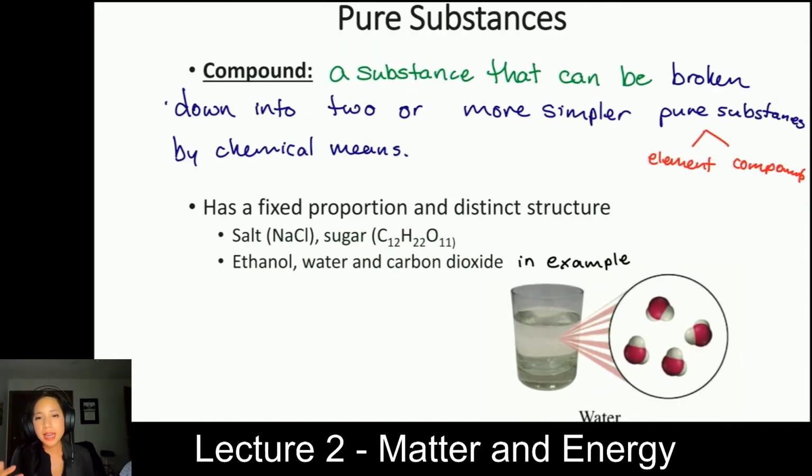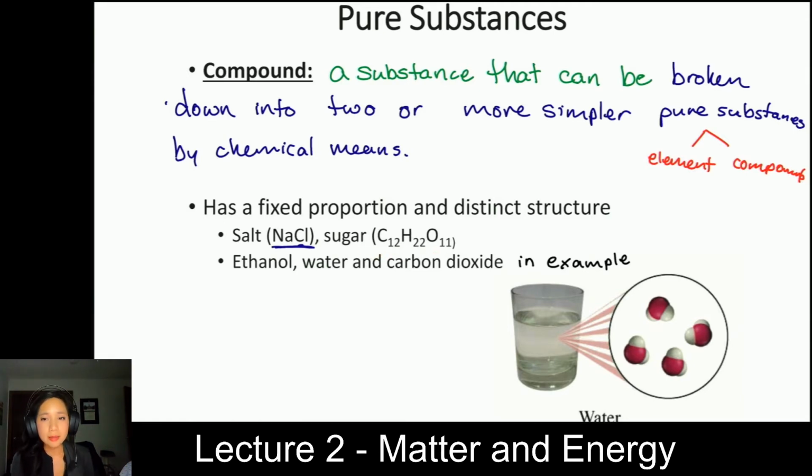A compound has a fixed proportion and a distinct structure. What I mean by that, maybe it'd be better to show an example. Salt has the chemical formula NaCl, or sodium chloride. What this chemical formula is telling us is that there's one sodium for every one chloride. Regardless of the size of the sample, the ratio between sodium and chloride will always be 1 to 1. That's what we mean by a fixed proportion.